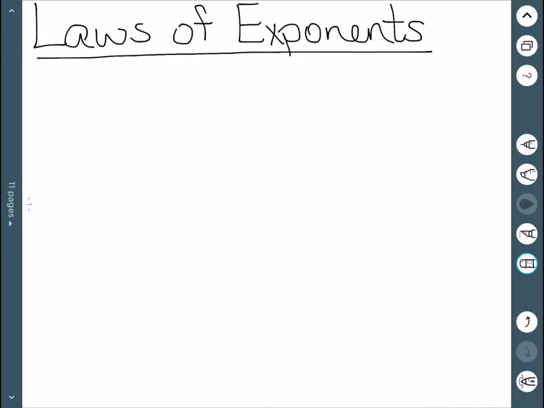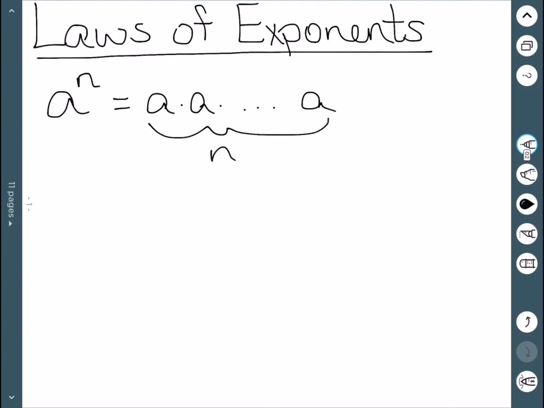So here we'll look at the different laws of exponents. We'll start with, what is an exponent? Well, exponents look like a to the n. And what this means is we're going to multiply the number a by itself n times. We call the number a the base, and the number n is the exponent.